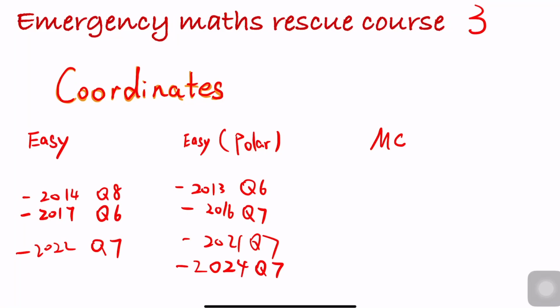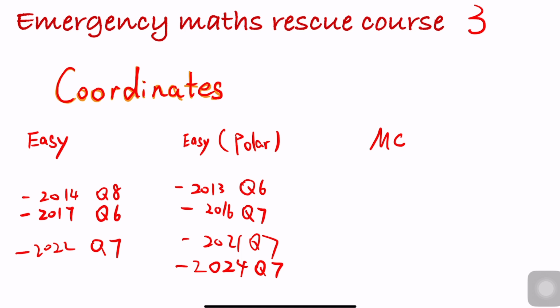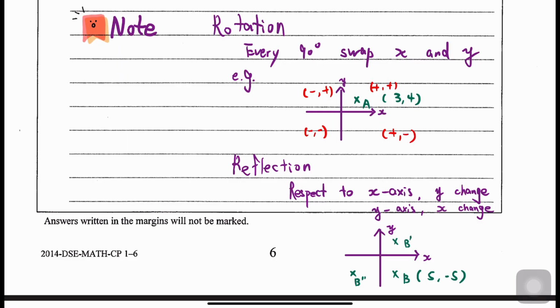Good morning, students. Recipe course 3 is about coordinates, so we will talk about paper 1's coordinate. I classify it into easy one and easy polar one, okay? We have 7 years of papers, and this year there is a high possibility that it will have the polar again because it's the last year. And MC, I will do in the next video, the next video about the notes.